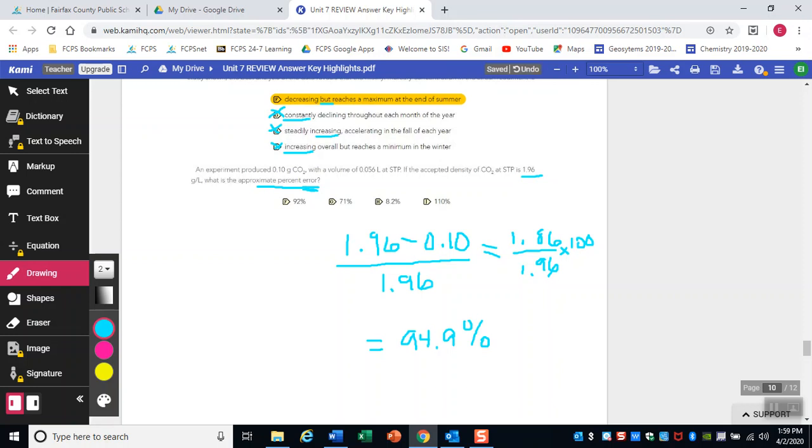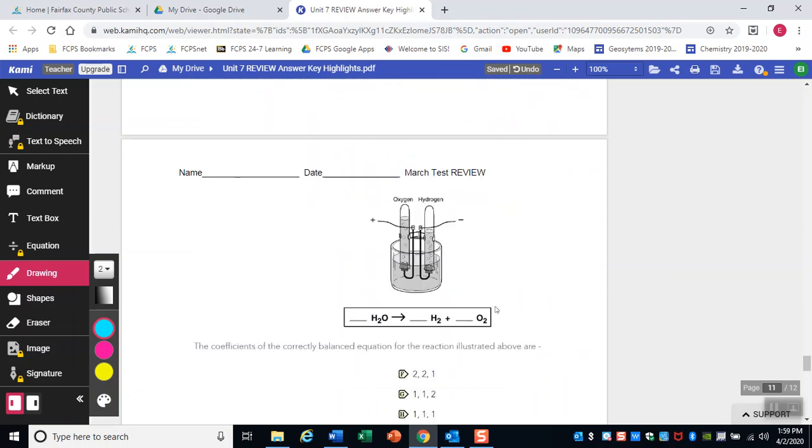So was that a big error? Yes, it was. I was way off, right? So I should probably redo that.